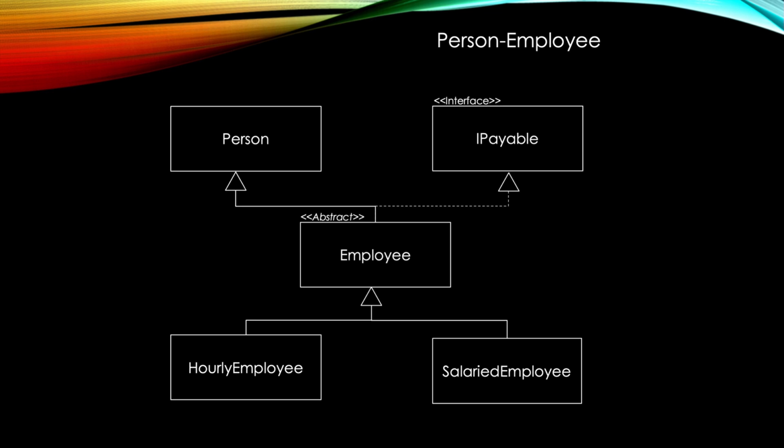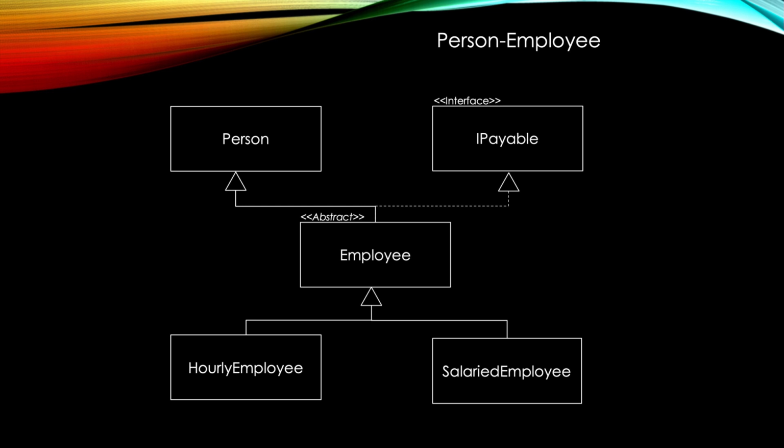At the top of the hierarchy are three primary classes: person, iPayable, and employee, which is an abstract base class. The person class is a concrete class. You can create instances of person if you needed to. iPayable is just an interface, and it provides one method, pay, and we'll see that here in a bit. Employee brings together both of these, so it inherits from person and implements the iPayable interface.